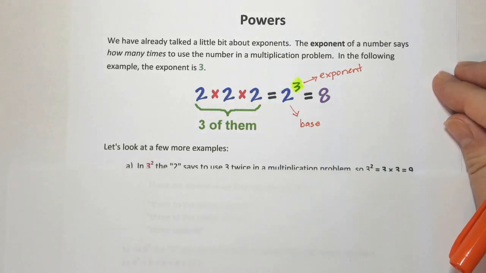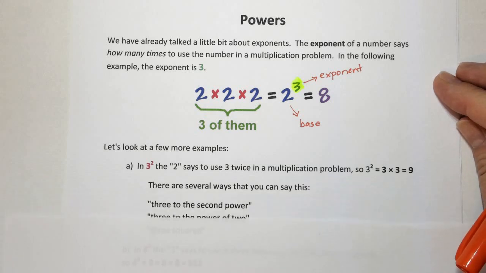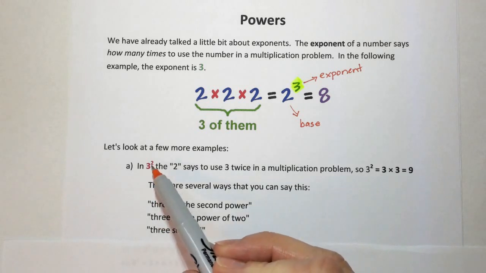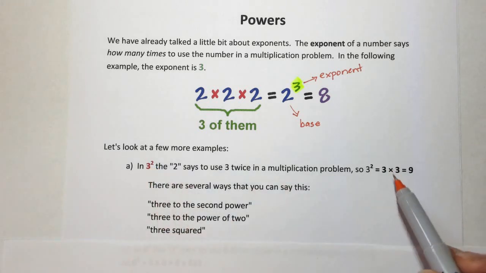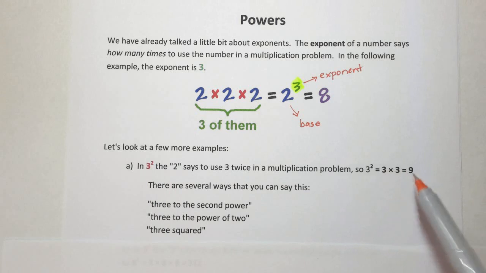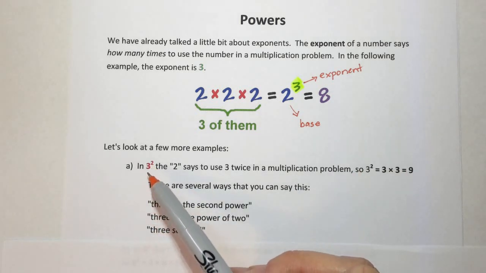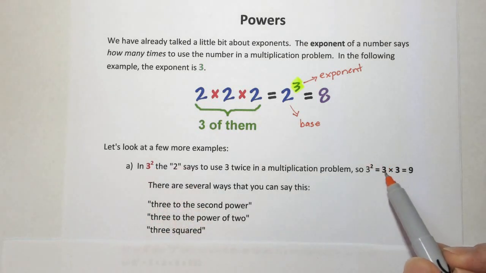Let's look at just a few more examples. In the problem 3 to the power of 2, the 2 says to use the 3 twice in a multiplication problem. That's what the exponent means. It means use the base twice. Here's the base, and it's being multiplied by itself 2 times. 3 times 3 is 9. Notice that you're not doing 3 times 2 is 6. That's not what the exponent means. The exponent means how many times do you show that 3 is being multiplied.